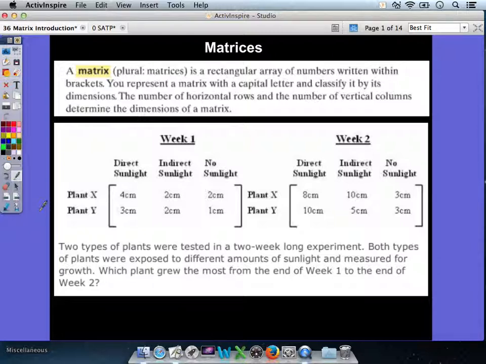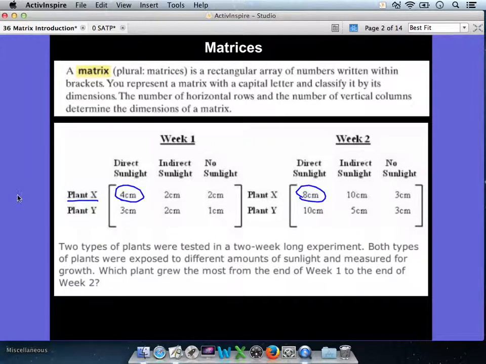And notice they're in brackets. That's what a matrix is denoted by, brackets, and by the dimensions. So this just gives you an idea of how data can be placed, and then it compares how much they grew with plant X from direct sunlight in week 1 to direct sunlight in week 2. This is just a basic idea of how matrices are used. So let's get started with our lesson.